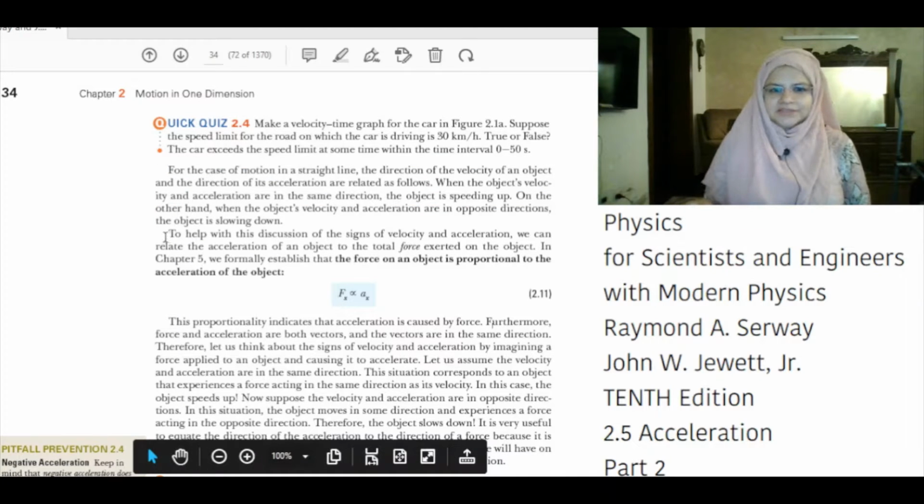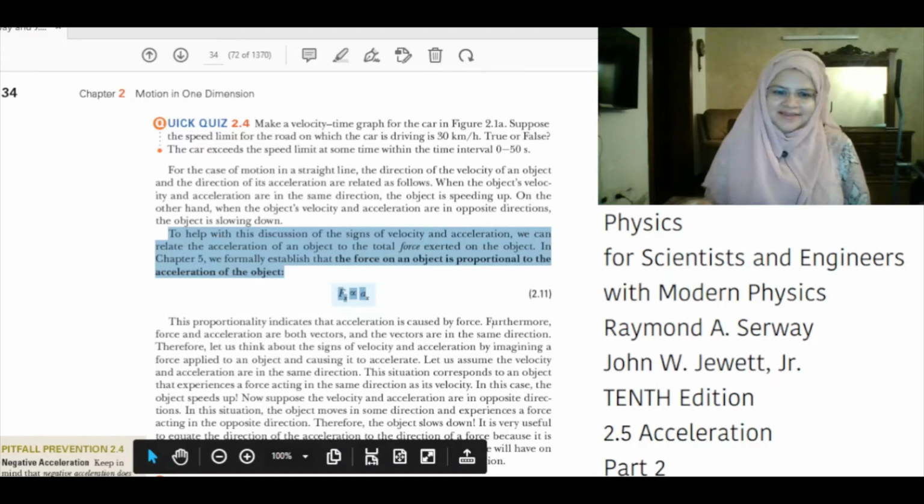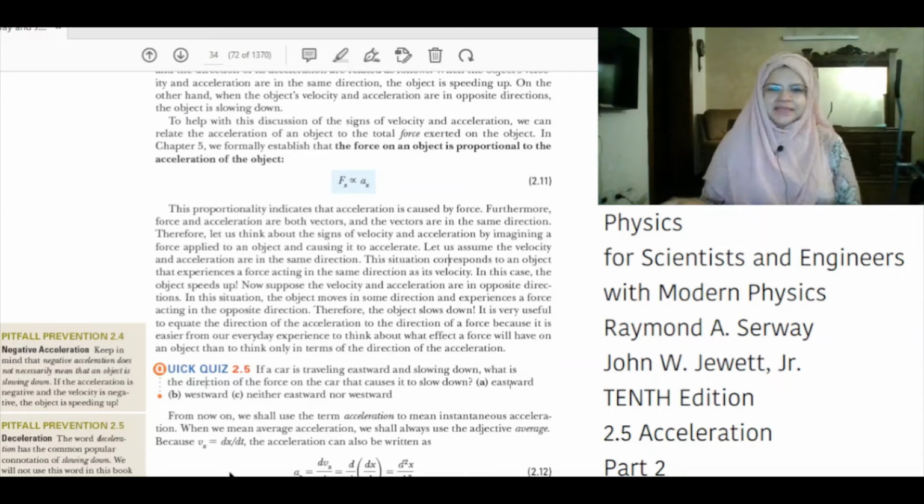To help with this discussion of signs of velocity and acceleration, we can relate the acceleration of an object to the total force exerted on the object. In chapter 5, we formally established that the force on an object is proportional to the acceleration of the object. Fx is proportional to ax, that means the force in x direction is proportional to the acceleration in the x direction. This proportionality indicates that acceleration is caused by force. Furthermore, force and acceleration are both vectors and the vectors are in the same direction.